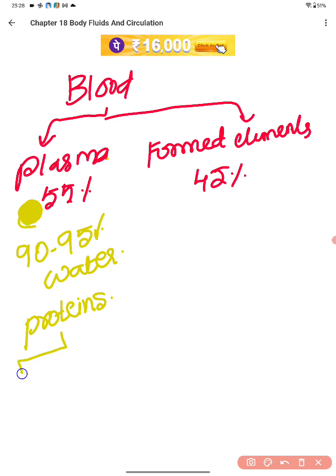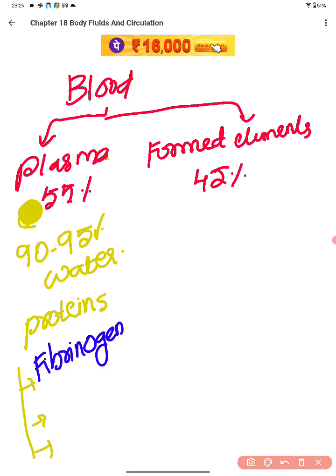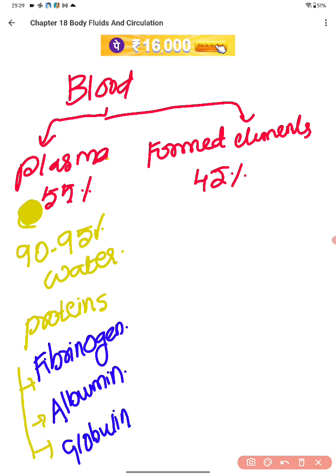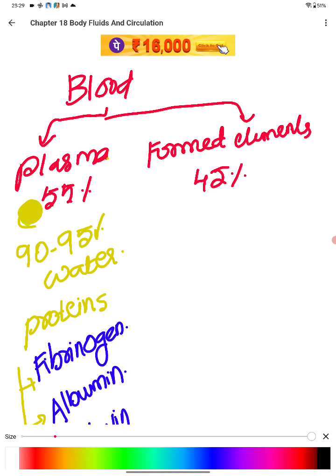Proteins are three types. Okay, try to learn now itself. I'll explain you in detail. Okay, fibrinogen. We'll talk about fibrinogen later in this chapter. Now I'll give you brief. Fibrinogen, albumin. I'll tell you how albumin is very important, and globulin. So there are three types of proteins. Okay, this is the basics which you should know.